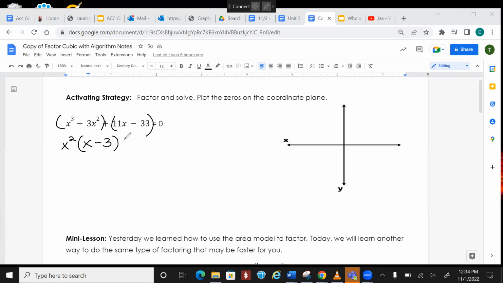We're going to do the same thing with the second group. We're going to take the greatest common factor, which is 11. We take 11x and divide it by 11, we get x. If we take negative 33 and divide it by 11, we get negative 3. Since this repeats, I'm going to cross one of these out and squish these 2 pieces together. So that's going to give me x squared plus 11 and x minus 3.